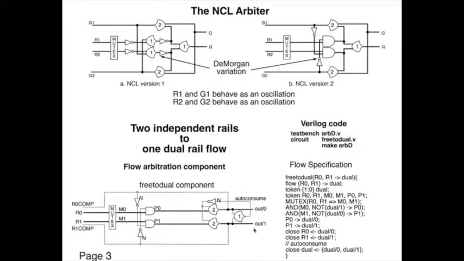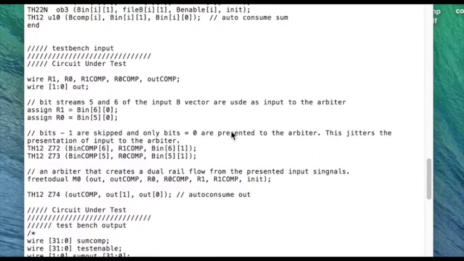This is the output dual rail half oscillation, and you'll notice that we've closed it here. We're auto-consuming it because all we want to do is show the signals on the waveform viewer here. This is the flow specification for the dual rail arbiter, and this is the Verilog code in the test bench and the make file and so forth. This is ARB-D, the dual rail arbiter simulation program.